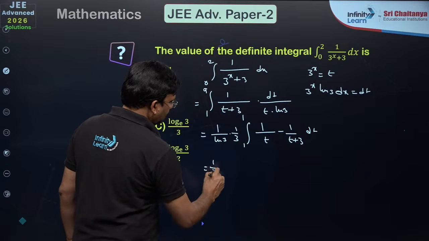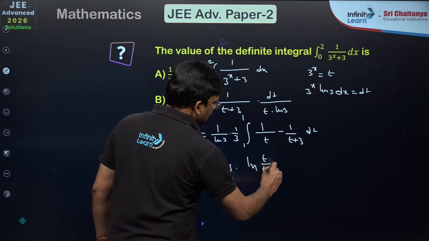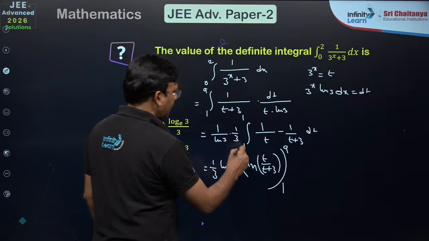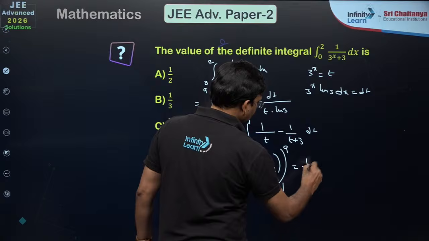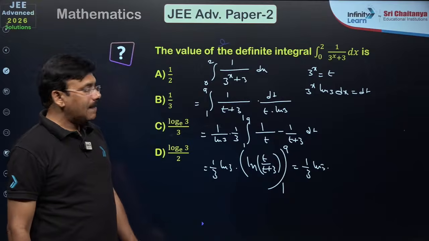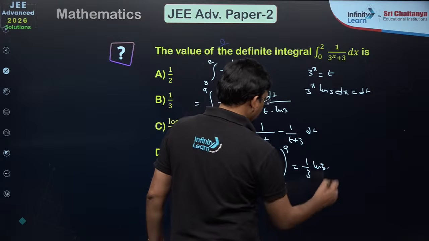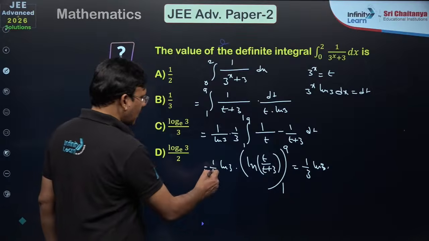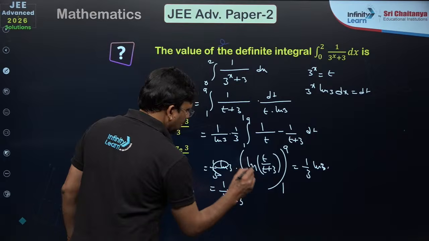So which is 1 by (3 ln 3), and the integral is ln of t by (t + 3). Apply the limits 1 to 9. So you will get 1 by (3 ln 3), log of 9 by 12, that is 3 by 4, minus 1 by 4, which becomes log 3 here.